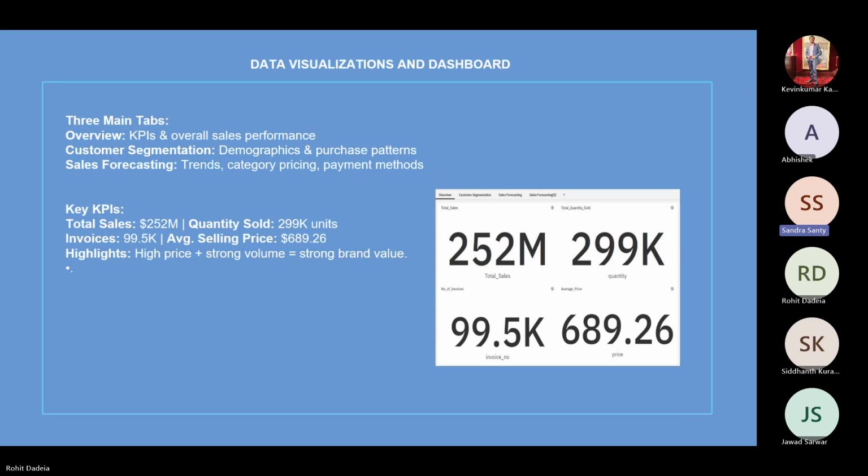As we can see in the figure, there are four KPIs regarding total sales, total quantity sold, number of net invoices, and the average price. We can see the total sales is $252 million and quantity sold is 299K units. This combination of high pricing and strong volume suggests a strong brand presence.